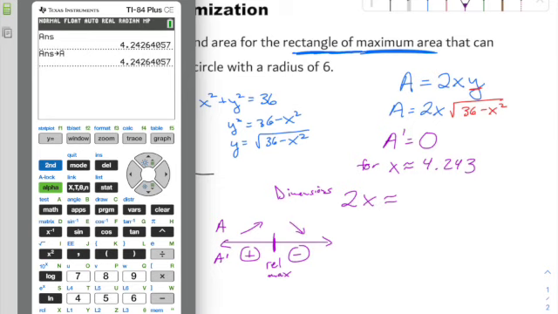So your dimensions are 2x, but notice if you multiplied your rounded value by 2, you wouldn't get the same thing. You'd be slightly off, so this is why it's beautiful. You can just say, hey, what's 2 times A? And that's going to use the most accurate answer, and that would be 8.485.